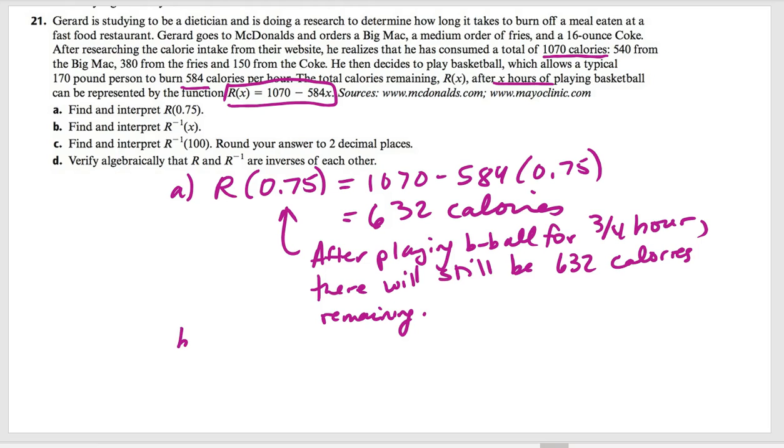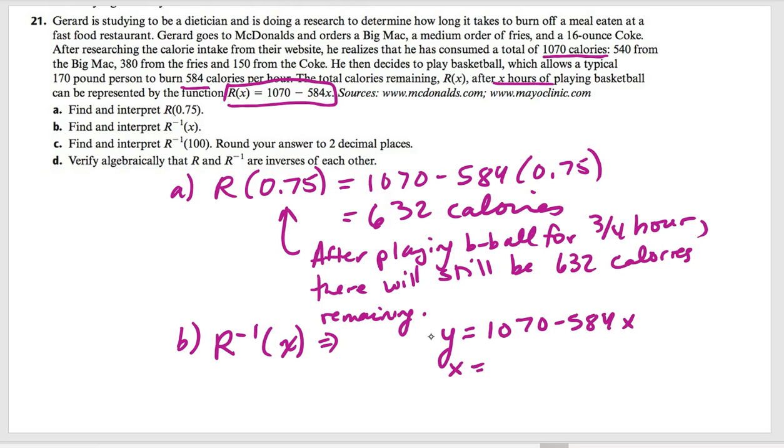Now let's look at part B. Part B says find and interpret the inverse. So to get the inverse, we're going to change r of x into y. And then we're going to swap the x and the y.